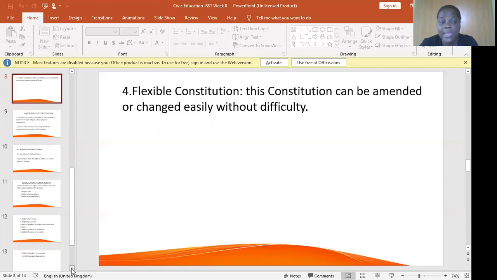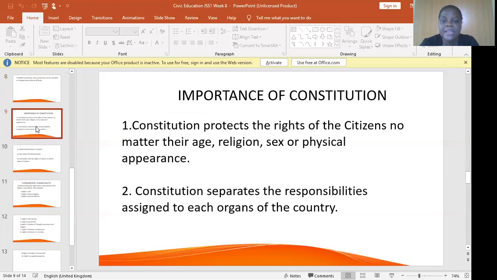That's the actual way of living life in a country. Then let's look at the importance of the constitution. Number one, the constitution protects the rights of the citizen.